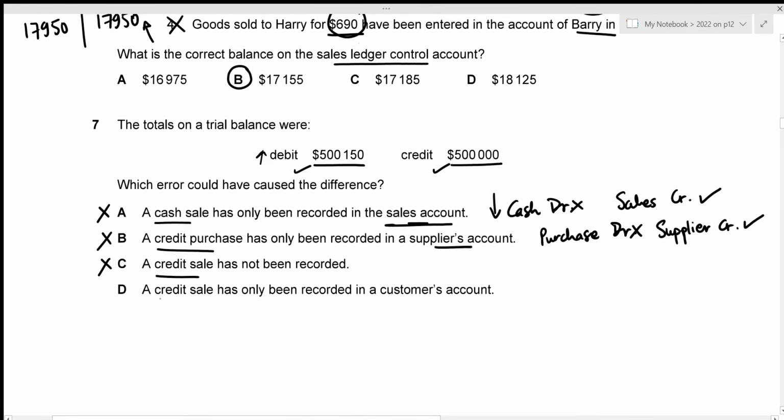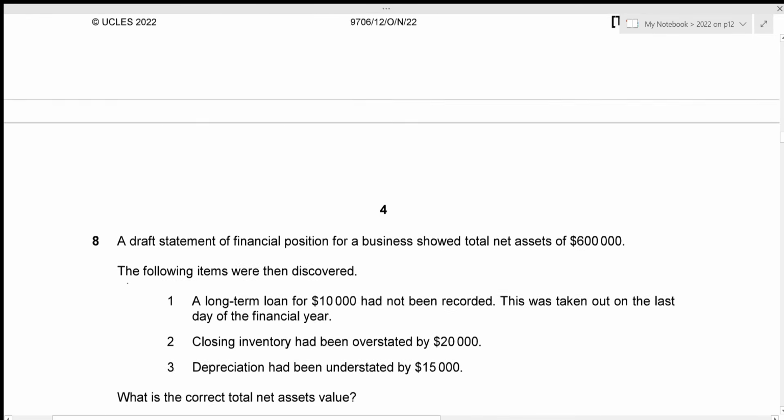And the last one we have is a credit sale has only been recorded in a customer's account. So the credit sale would be recorded as our customer's account debit and sales account credit. And we're told that it has only been recorded in the customer's account. So only the debit side has been recorded and the credit side has not been recorded, which would result in a higher debit balance, which is the case in our question. So option D is the correct answer. This concludes question number 7. We can now move towards question number 8.